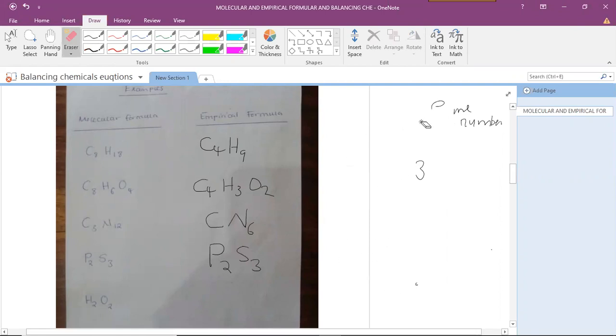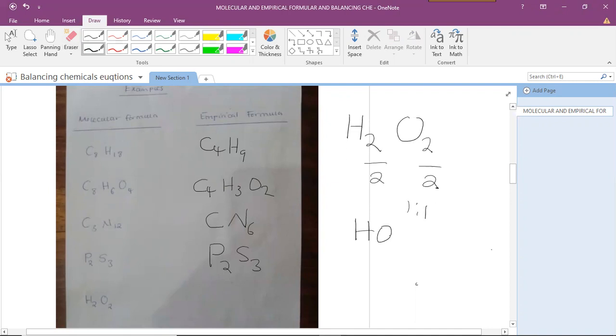So let's do the last one. Then we move on to balancing chemical equations. We have got H2O2. So this one's easy, right? Just divide by 2. Then we're going to have HO as the empirical formula. So here the ratio is 1 to 1 also. For every one hydrogen, there exists one oxygen, or for every one oxygen, there exists one hydrogen. So HO, let me write the ratios.